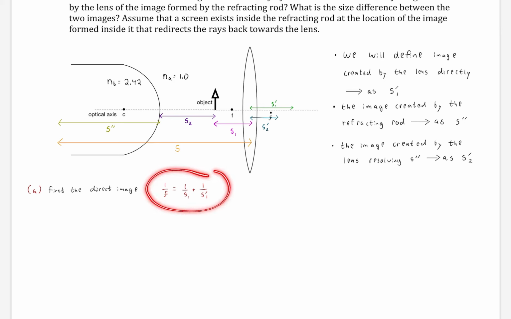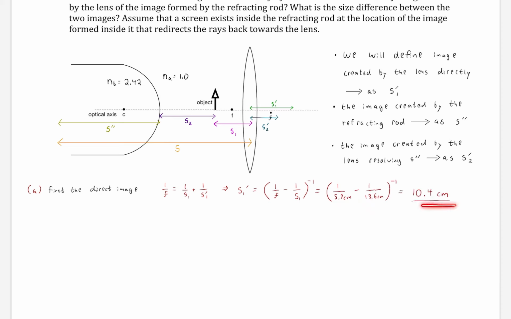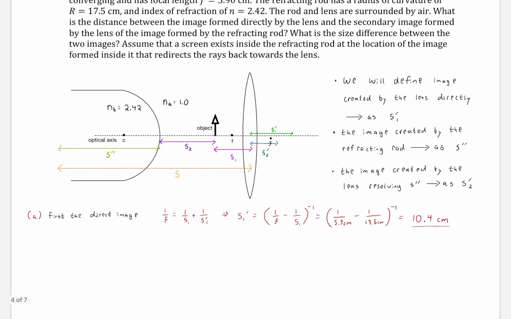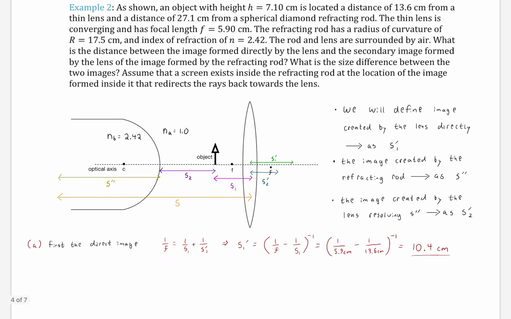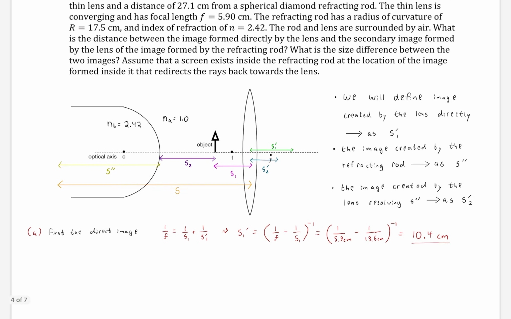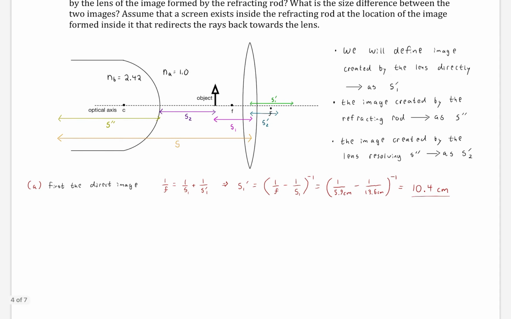All right, so there's our formula for image creation by a lens, solve for S1 prime, and plug in our numbers, and then we get 10.4. So I found that S1 prime is 10.4, about twice the focal length, right? Because we found the focal length was 5.9, so pretty much drawn to scale over here. All right, and that would be a real image, real and inverted, something like that. Okay. All right, and would it be smaller? Yeah, and it would be about half the height of the object.